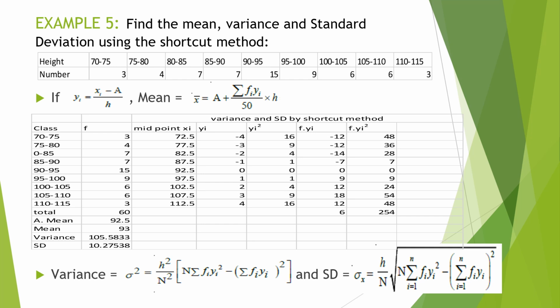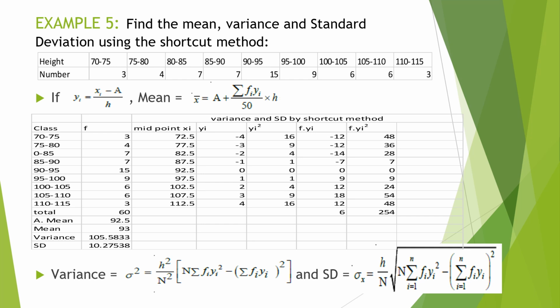Next we find out what is yi. Yi is xi minus assumed mean upon h. First of all, take some value as the assumed mean. Generally you take the midpoint of a class which is in between as the assumed mean, so that it makes the calculation easy. So over here we will take 92.5 as the assumed mean.